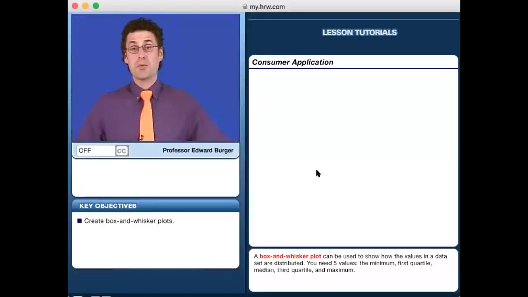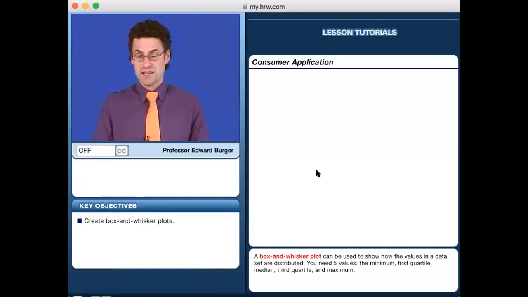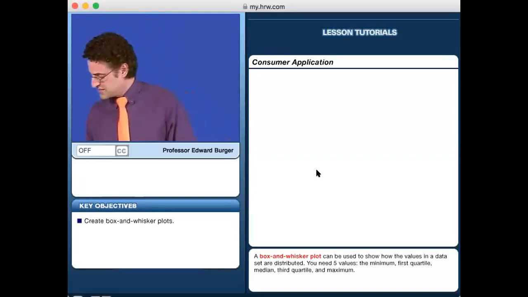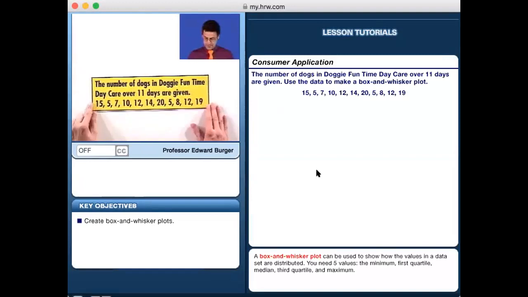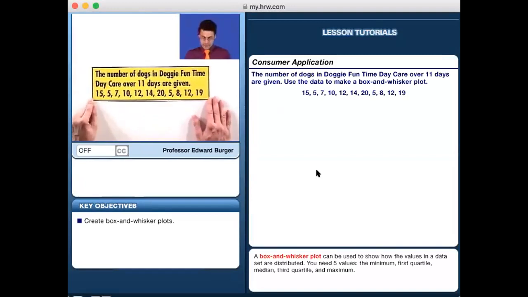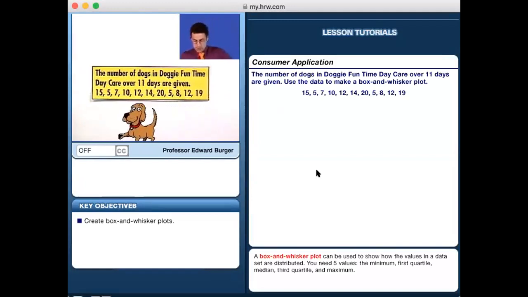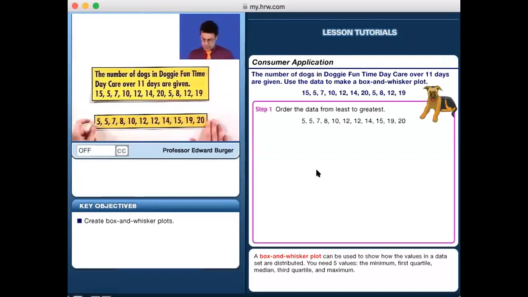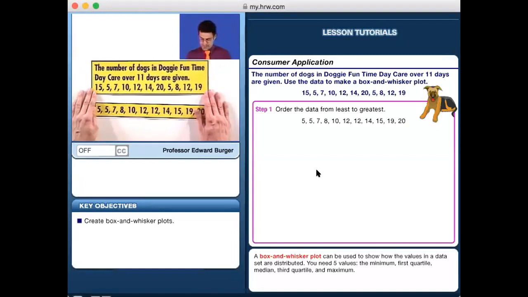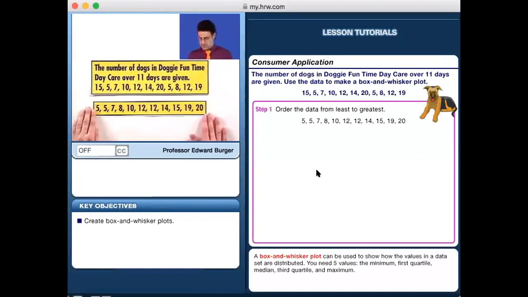All right, now there's another way of visualizing, in some sense, a measure of central tendency. And let's take a look at this example where you can see that live. Okay, the number of dogs in Doggy Fun Time daycare over 11 days are given as follows: 15, 5, 7, so forth. All right, what we want to do is we want to sort of get a sense of how this data is spread out. So the first thing I'm going to do is order them in order. So now we can see all the data points from smallest to largest.